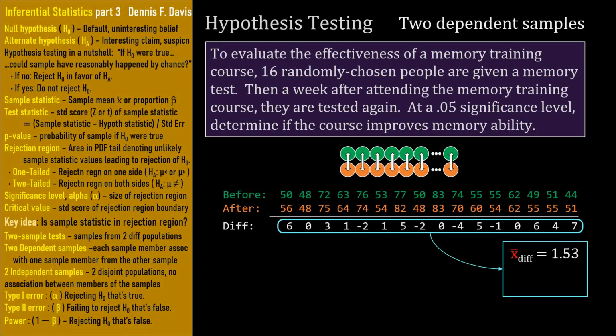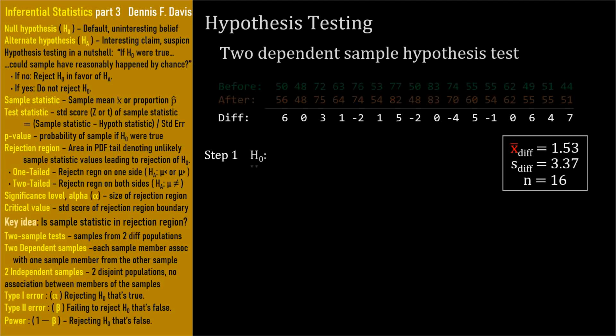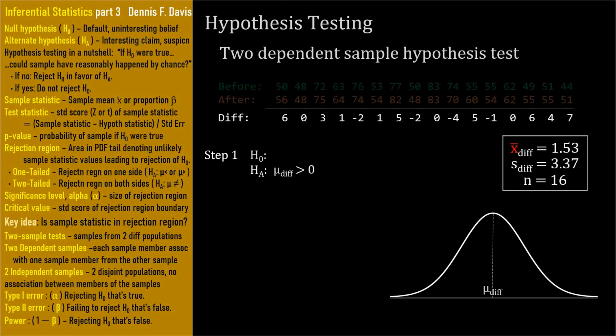It's very common to use the diff or d subscript to mean difference. The standard deviation of the differences, s sub diff, is 3.37, and the sample size n is 16. Step 1. As I stated earlier, the null hypothesis for two-sample tests is almost always that there's no difference between the groups. The interesting claim is that memory scores will increase, that mu sub diff, the average score difference, is greater than 0. So the null hypothesis is that mu diff includes 0.